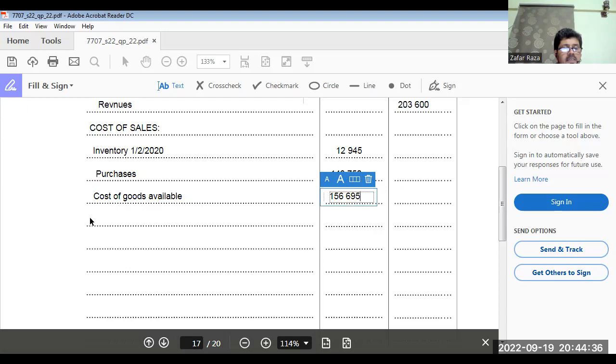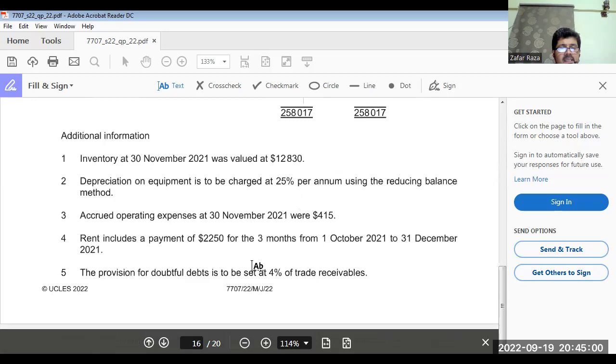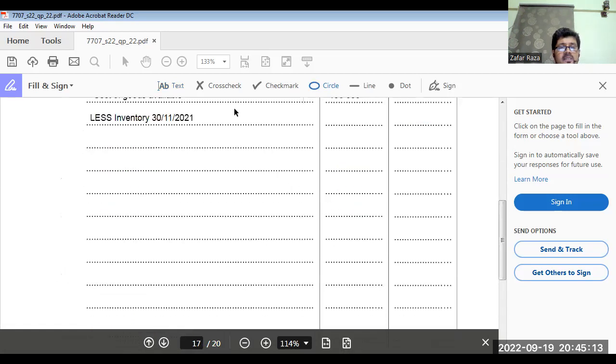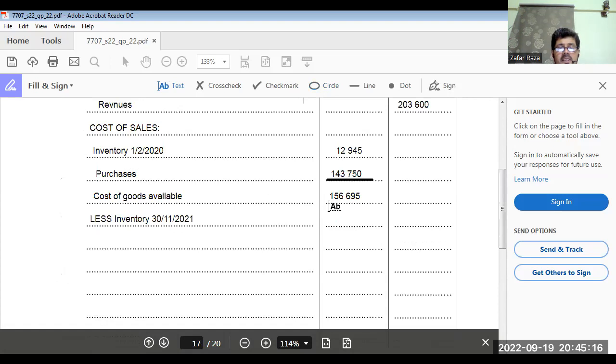Now, less closing inventory. Inventory at 30th November 2021. That would be how much? Closing inventory, 12,830. 12,830 is the closing inventory. Put it in a bracket.